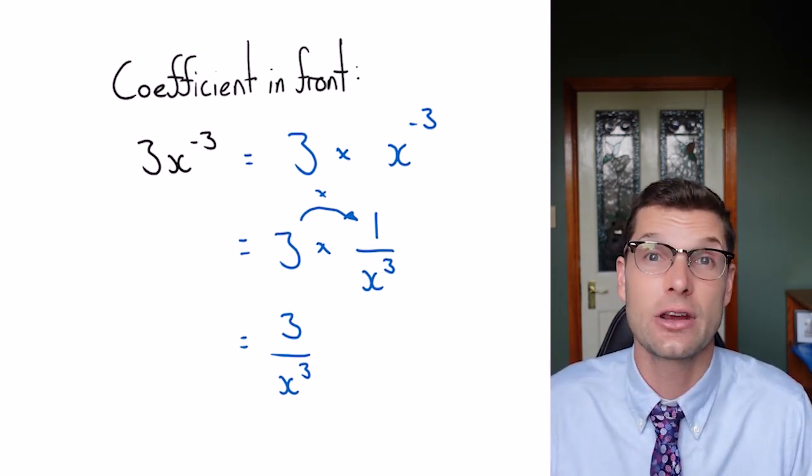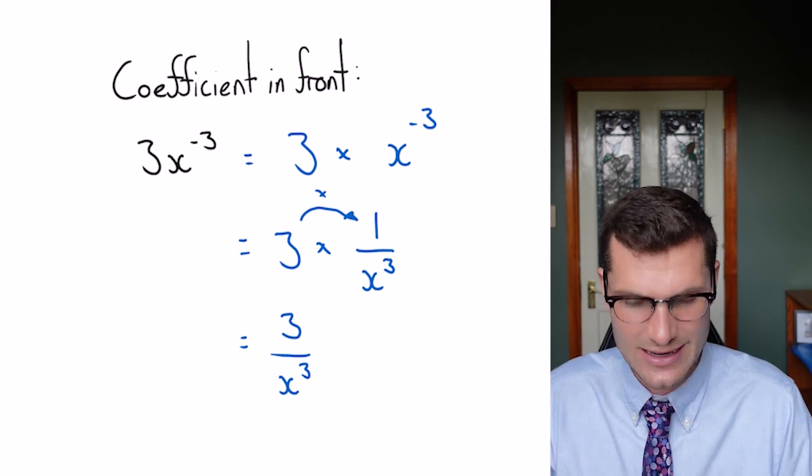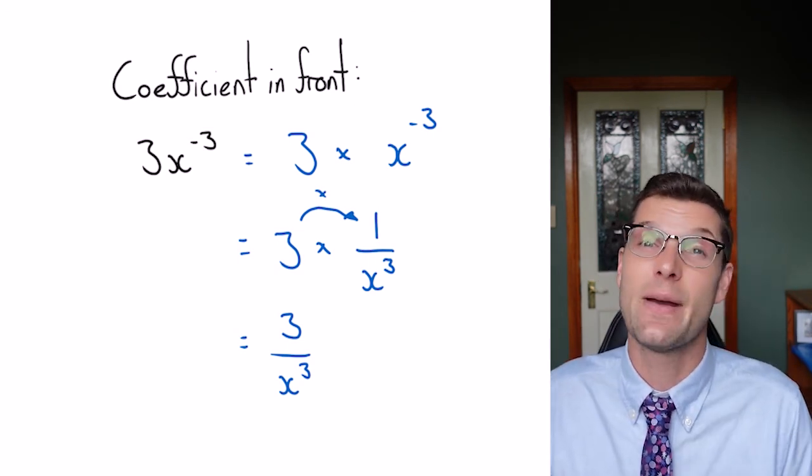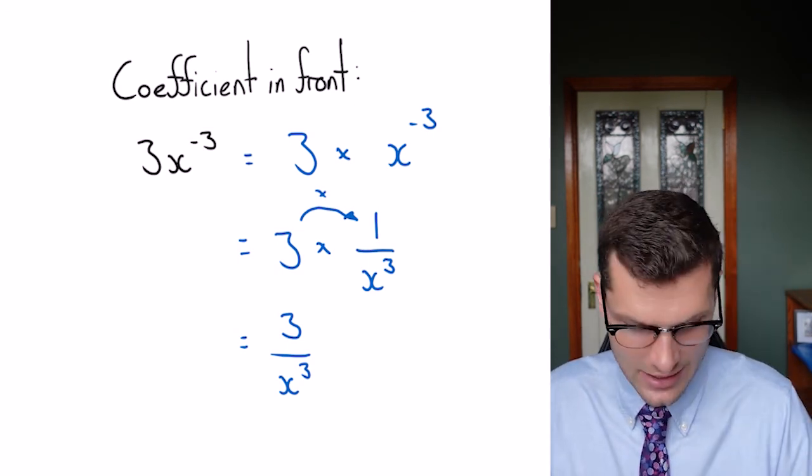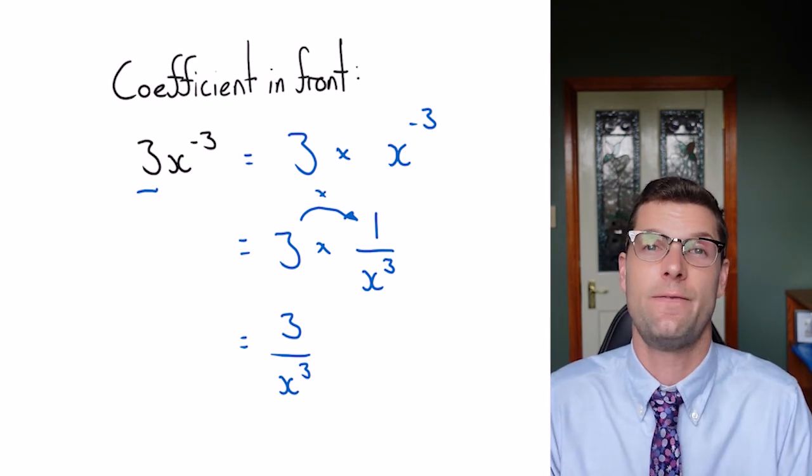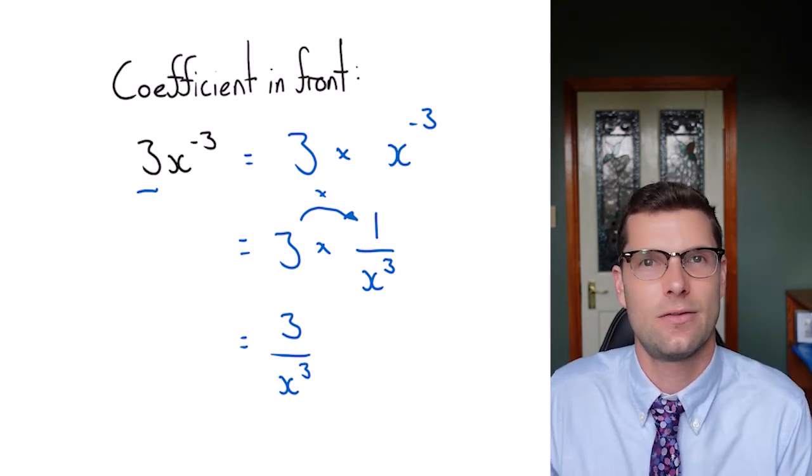But if you want to go to a shortcut, all you've got to do is the fraction, instead of being 1 over, is just the coefficient over the now positive indice.